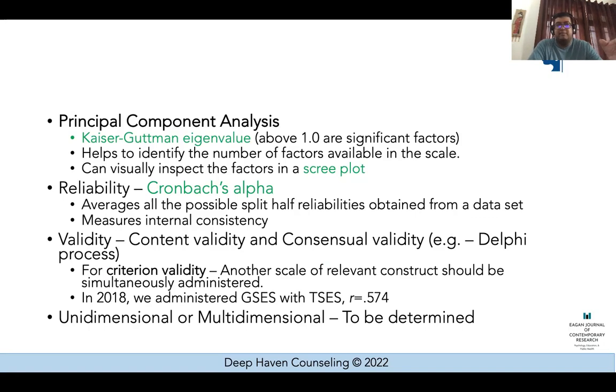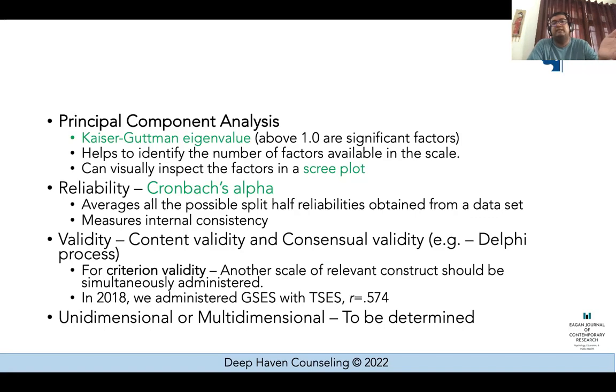And then reliability. You can assess reliability through Cronbach's alpha. It averages all the possible split-half reliabilities obtained from the data set, and it's something you can do to measure the internal consistency of your scale. And then validity, of course, we have taken content validity and consensual validity through the Delphi process. But you can actually do criterion validity as well.